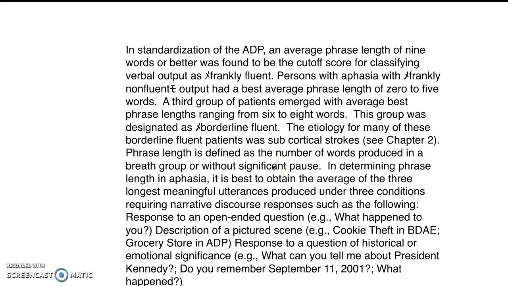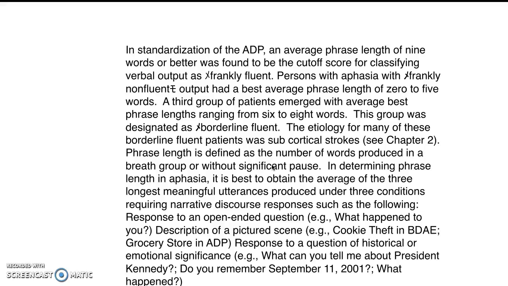Phrase length, now listen to this, is determined by the number of words produced in a breath group or without significant pause. So if the person pauses, stops to think, that counts as stopping. In determining phrase length in aphasia, Helm-Estabrooks and colleagues feel it's best to obtain the average of the 3 longest meaningful utterances across 3 conditions. So if you were going to do this without an aphasia battery, you would want to use some kind of speech output that had these 3 conditions in it.